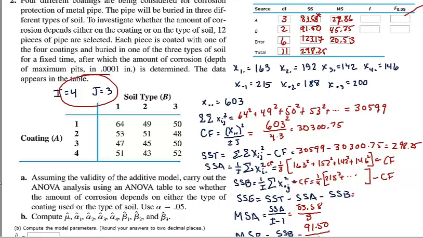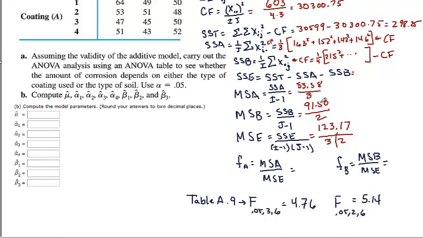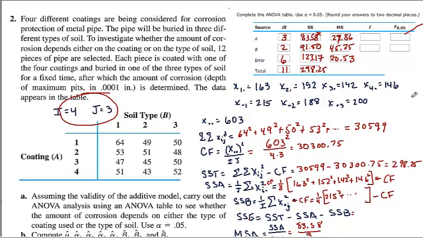Then for your F value, it's just some more number crunching. Just key in the numbers that I got here for MSA over MSE. For my FA, it is 1.36. For FB it was 2.23. And you crunch those numbers.